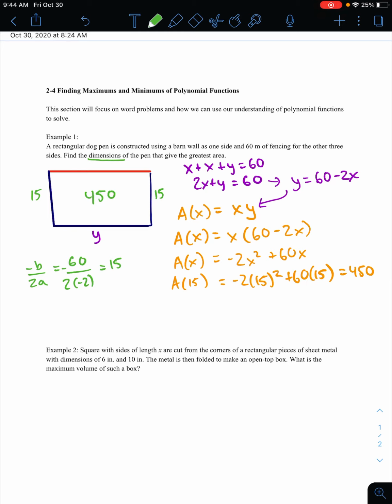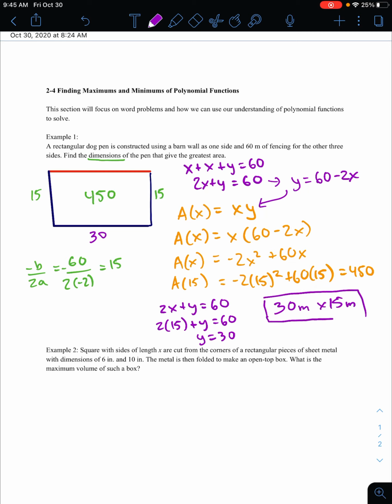Now I need to find the horizontal length of y. How can I do that? Well, I can go back here and see that 2x plus y equals 60. So if I have 2 times 15 plus y equals 60, I can just solve for y, see that y equals 30. So I can come back here and find that we have 30, and now I've solved my problem. I know that the dimensions have to be 30 meters by 15 meters.